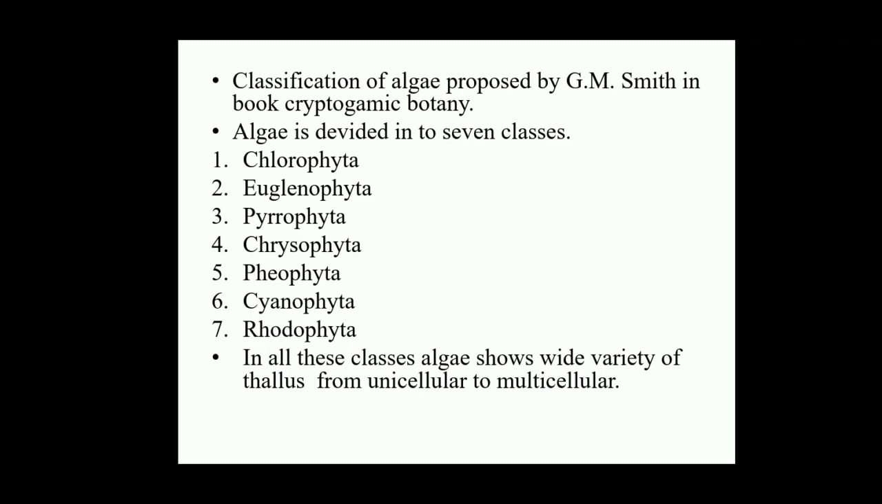The classification of algae was proposed by G.M. Smith in his book Cryptogamic Botany. Algae are divided into 7 classes on the basis of their color and their type of nucleus, either prokaryotic or eukaryotic. There are 7 classes of algae: Chlorophyta, Euglenophyta, Pyrrophyta, Chrysophyta, Phaeophyta, Cyanophyta, Rhodophyta. In all these classes, algae show a wide variety of thallus from unicellular to multicellular, as we have talked about these all thallus. Thank you.